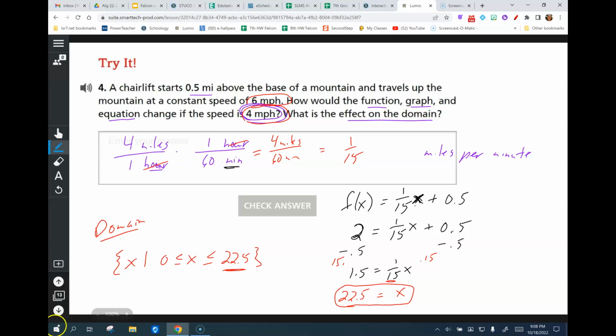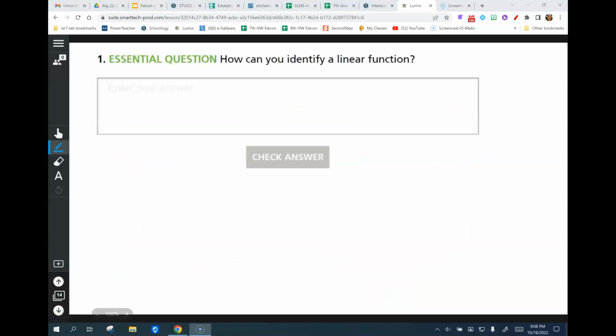Great. So how can I identify a linear function? f of x, okay, or g of x. That's going to be a linear function. To make it linear, I'm going to have a power of no bigger than 1. Highest power is 1.